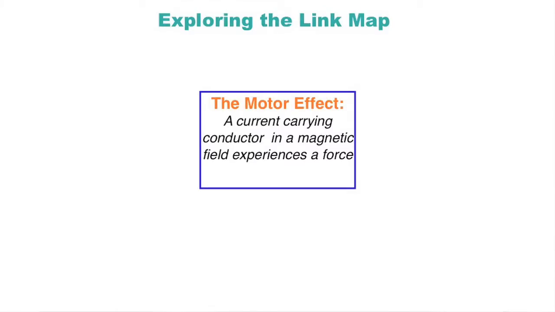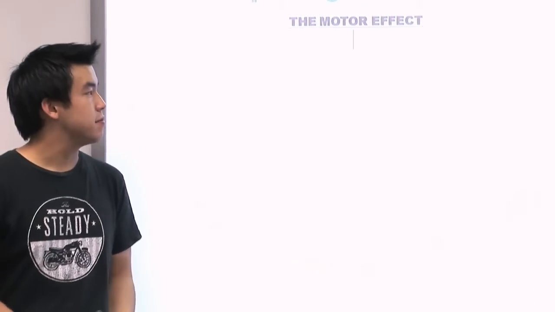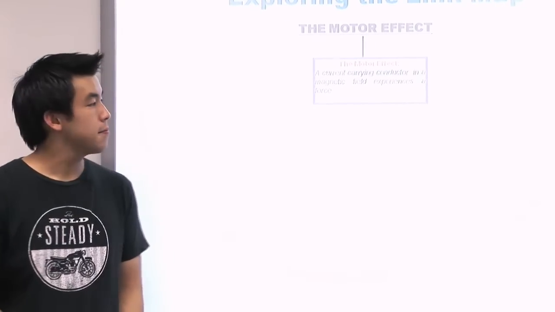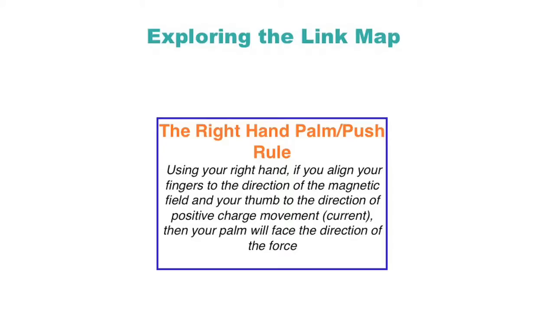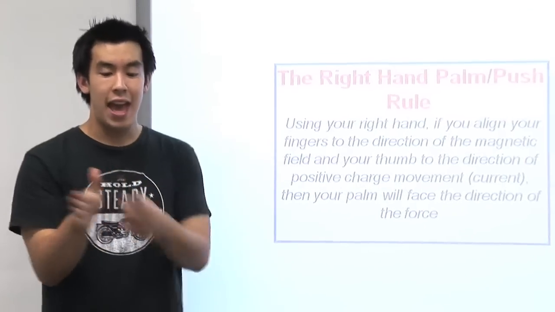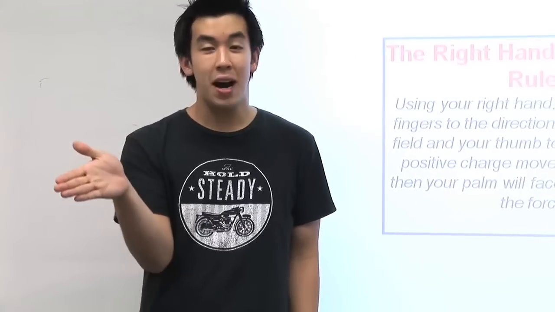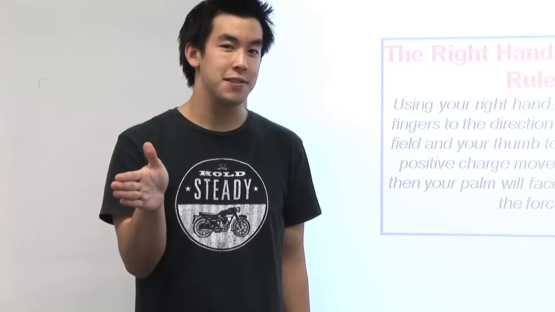First of all, the motor effect is when a current carrying conductor in a magnetic field experiences a force. So, it is a central concept linked to the motor effect. Now, the direction of the motor effect force is given by the right-hand palm rule or the right-hand push rule. The rule states that using your right hand, if you align your fingers to the direction of the magnetic field and your thumb to the direction of the current or the positive charge movement, your palm will face in the direction of the force.